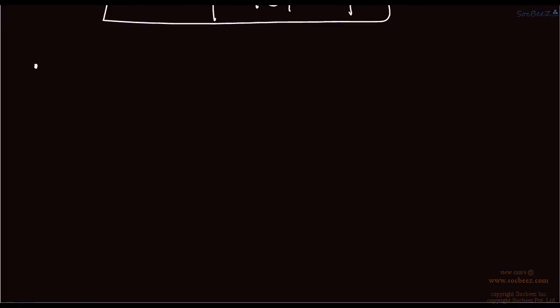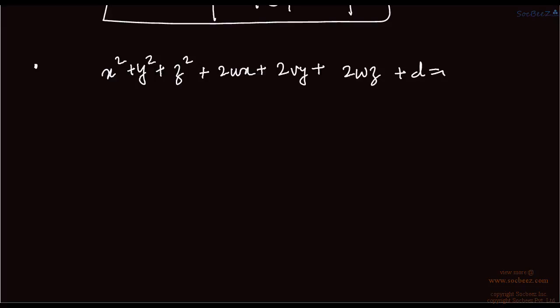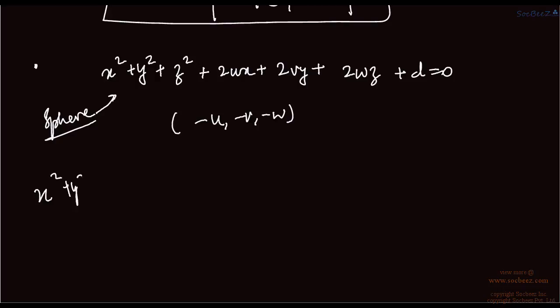Now the last point about this chapter is about the sphere. The general equation of a sphere is x square plus y square plus z square plus 2ux plus 2vy plus 2wz plus d is 0. A sphere is formed of many plane circles. So this is the general equation of a sphere. The center for this will be (minus u, minus v, minus w).